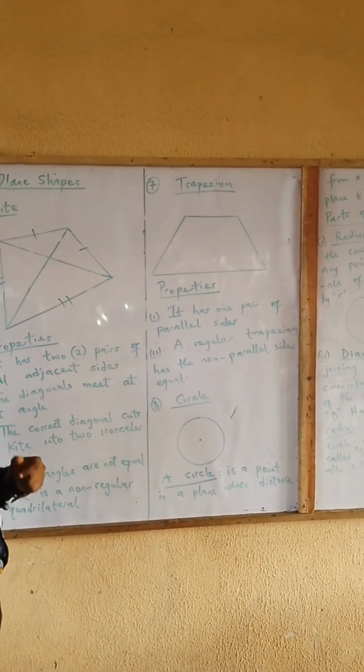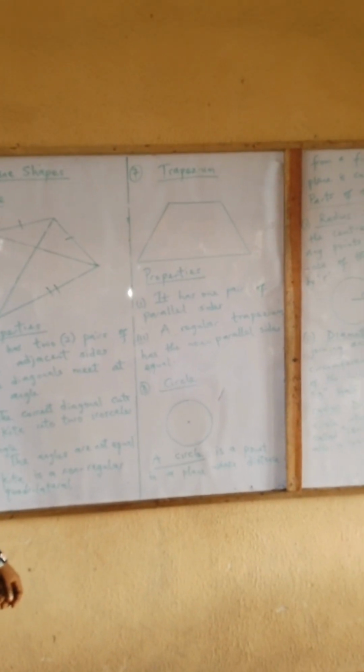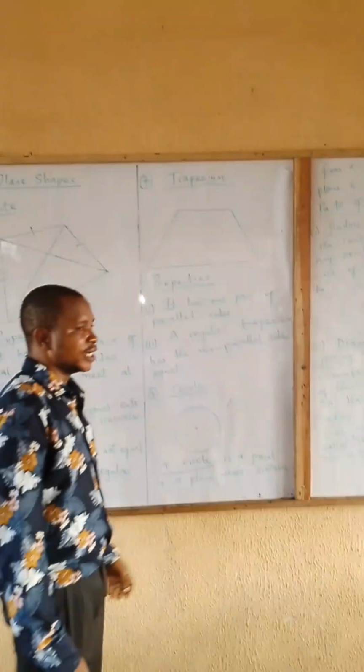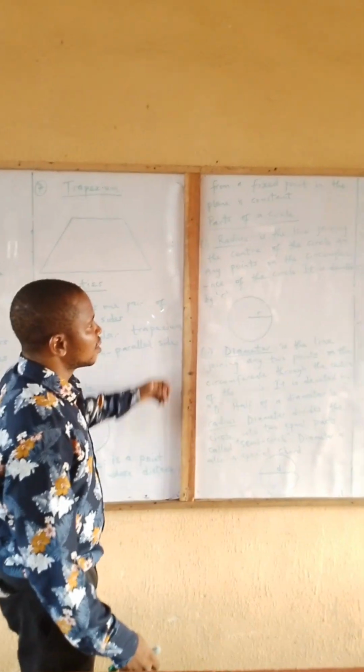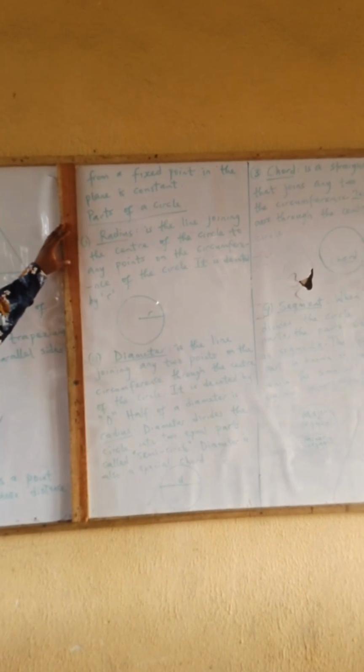Then number 8 is a circle. A circle is a set of points in a plane whose distance from a fixed point in the plane is constant. And we want to discuss the parts of a circle.